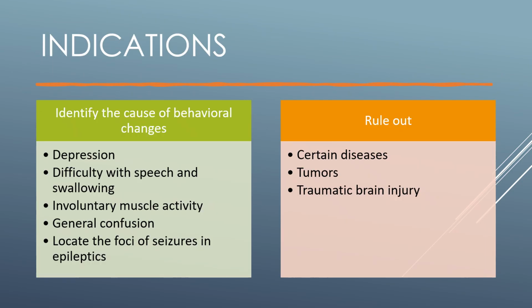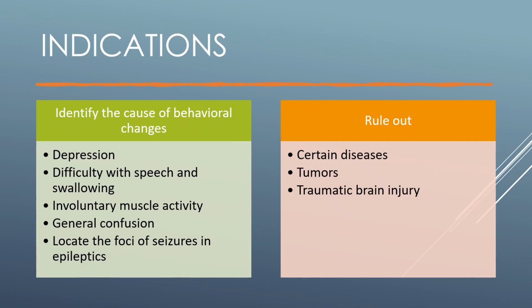There are a lot of indications for doing FDG brain imaging. If somebody has behavioral changes like depression, difficulty with speech or swallowing, involuntary muscle activity, general confusion, any kind of cognitive decline, or mild or severe cognitive impairment, especially if there was a sudden onset. And then if they have a seizure disorder and they want to locate the seizures, those are all indications for doing an FDG brain study.